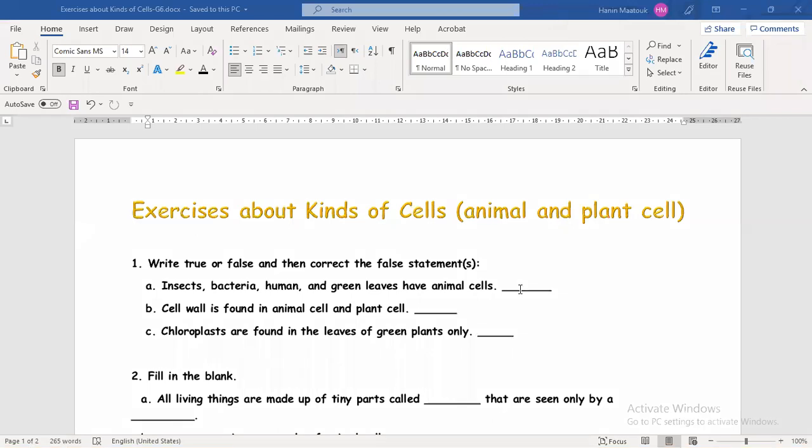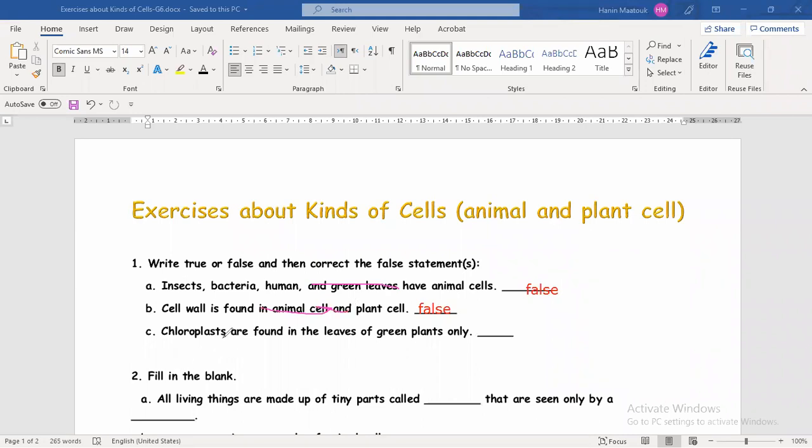So here we will write false. And if we want to correct it, we will cross out the green leaves and we will write it as insects, bacteria, and the human have animal cell. The second sentence: cell wall is found in animal cell and plant cell. In this case, the sentence is wrong because cell wall is specific to the plant cell and it's not found in animal cell. So it is false and we can cross out the animal cell.